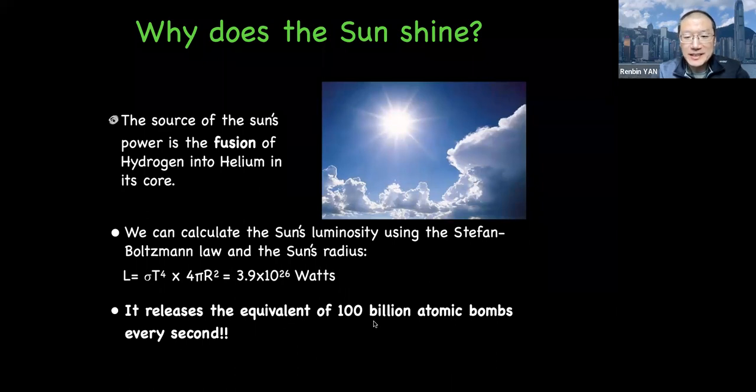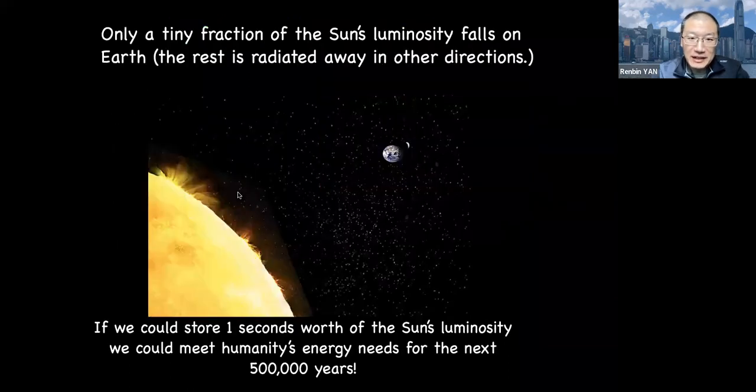So imagine 100 billion atomic bombs every second. A billion is a pretty big number, right? This is 10 to the 9th power, and this is 10 to the 11th power. So that many atomic bombs every second, that is how much the sun gives out every second. And that is a huge amount of energy. And we don't get all of that energy.